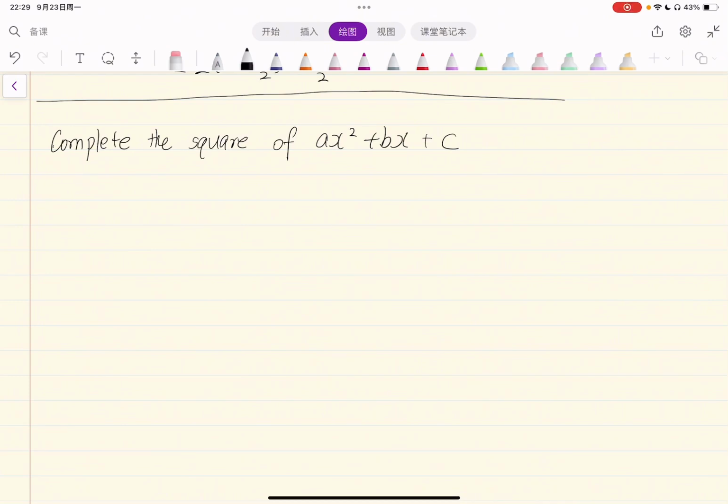Let's start with the general term, ax squared plus bx plus c. Firstly, we need to take out the a. We have a times the bracket x squared plus b over a x, plus c. And then we're completing the square of this expression.